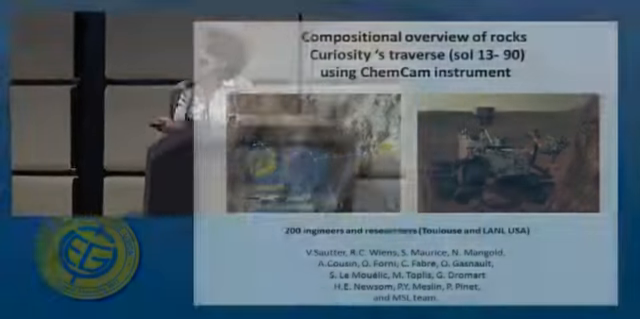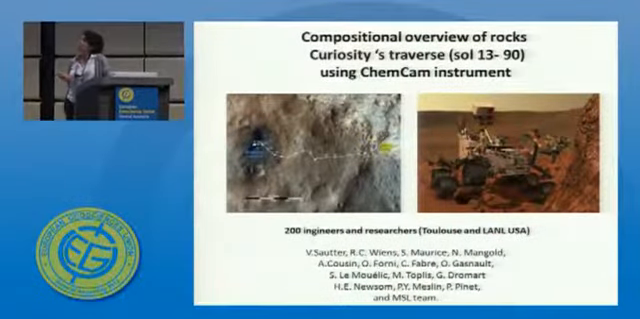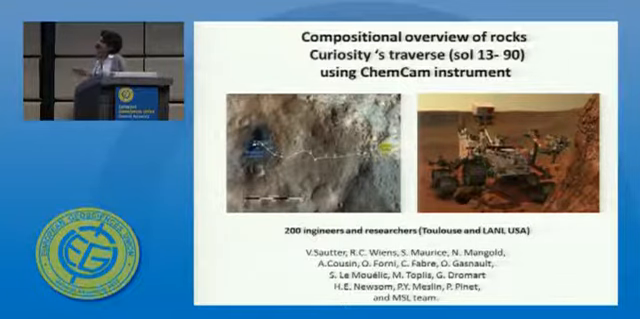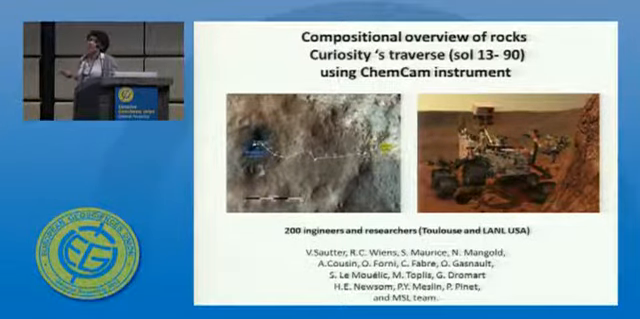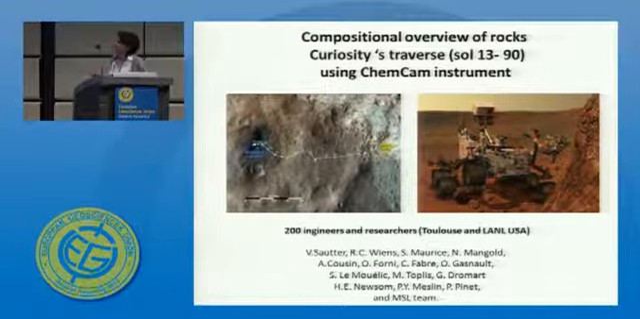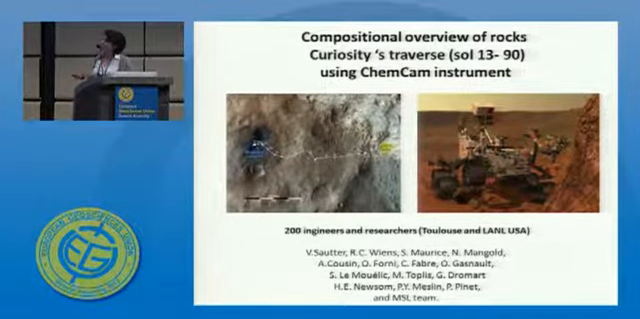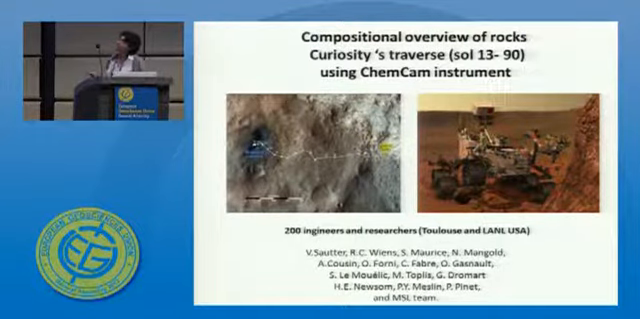Hi, so I'm going to give you a compositional overview of rocks along the Curiosity Traverse using the ChemCam instrument, which is located at the top of the rover mast. So I would like to remind you that this laser is the first laser ever sent outside the Earth for extraterrestrial purposes, and such an achievement had been possible thanks to the huge amount of work between a French team and an American team, gathering at least 200 engineers and researchers.